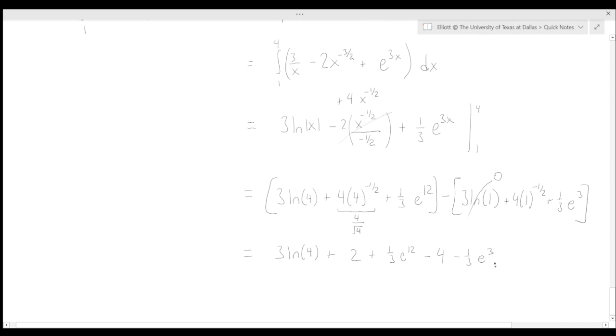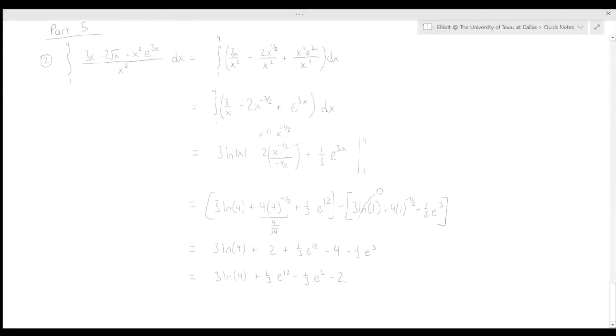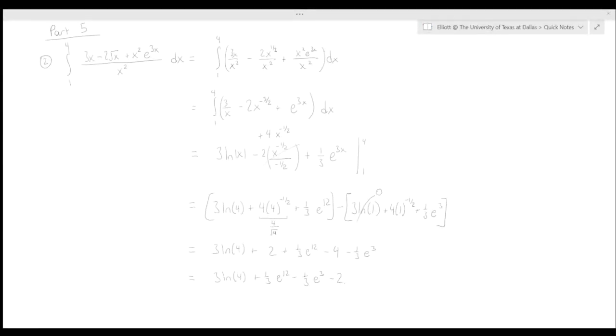Okay, and that's probably good enough place to stop. I guess you can combine 2 minus 4 to be negative 2. But aside from that, I'd probably leave my answer as it is. Okay, so we would have that for the final answer. All right, so any questions about any of that? All right, so let's see here.